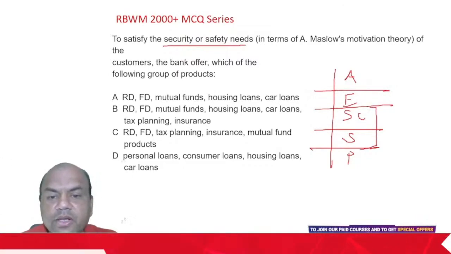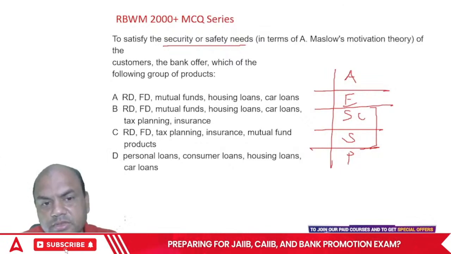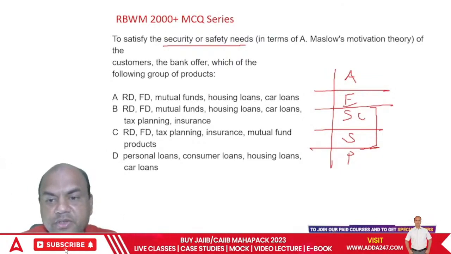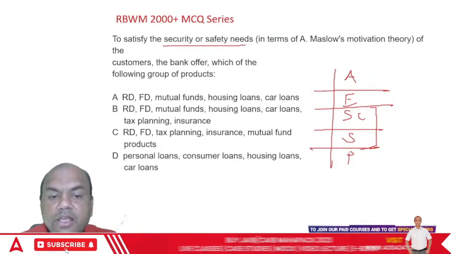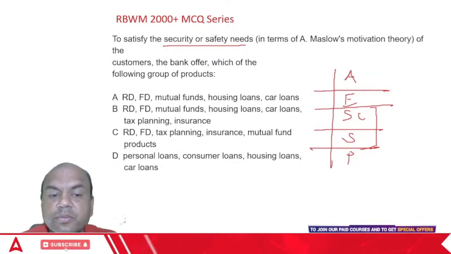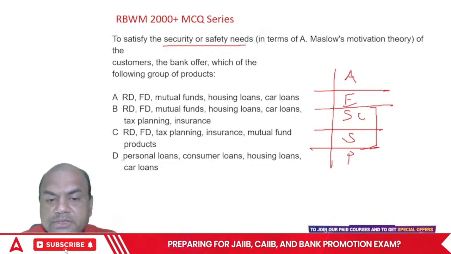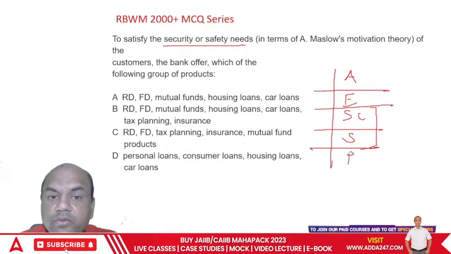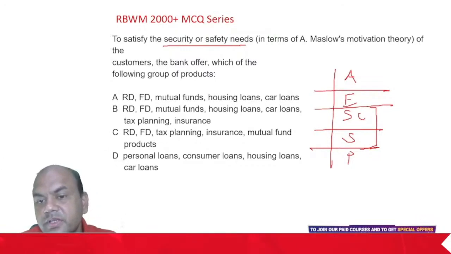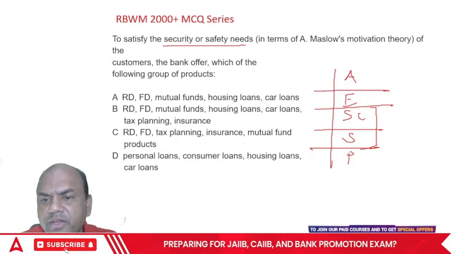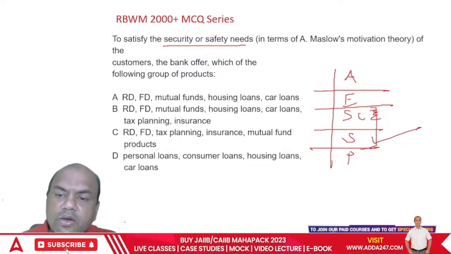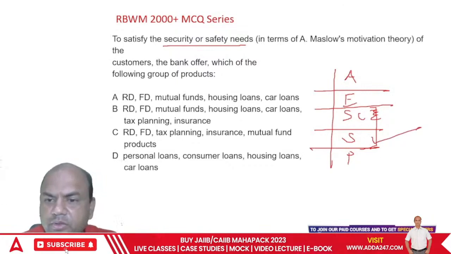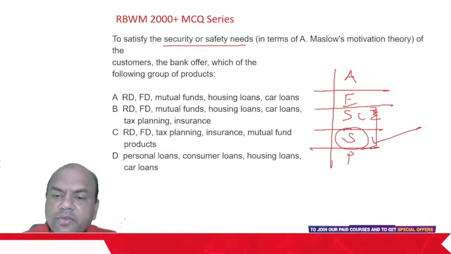RD, FD, mutual fund, housing loans and car loans. RD, FD, mutual fund, housing loan, car loans, tax planning and insurance. RD, FD, tax planning, insurance, mutual fund products. Personal loan, consumer loan, housing loan, car loans. So which is offered for security and safety? This security or safety, in fact, it is not the social one, only this one. This security and safety only. This is the only one. Okay. So this is the one we are targeting.